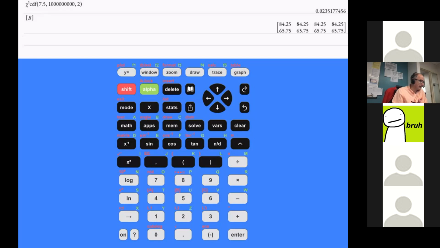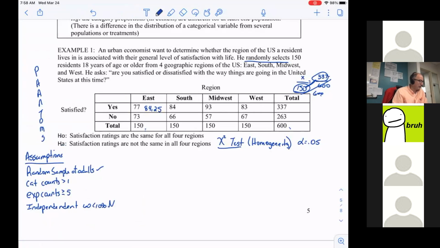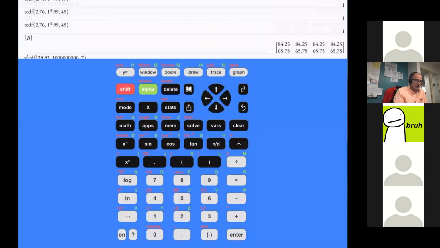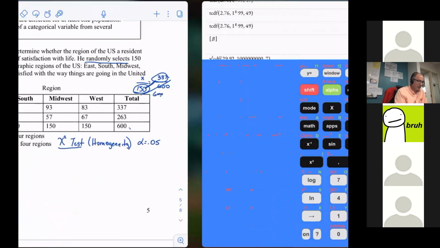The nice part about this problem, which I wasn't paying attention to, is that all of my column totals were 150. This was only two calculations because everything was the same all the way across. My entire top row was 84.25, which I rounded to 84.3, so maybe we'll go back and change that. My entire bottom row was 65.75. Let's go back. Oh, I wrote down 84.25. What was the other one? 65.75.